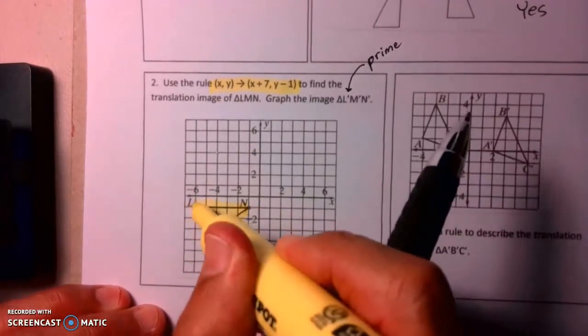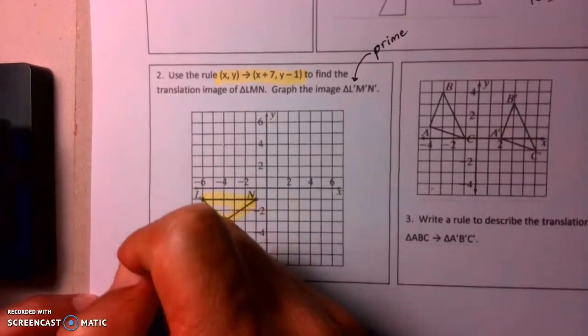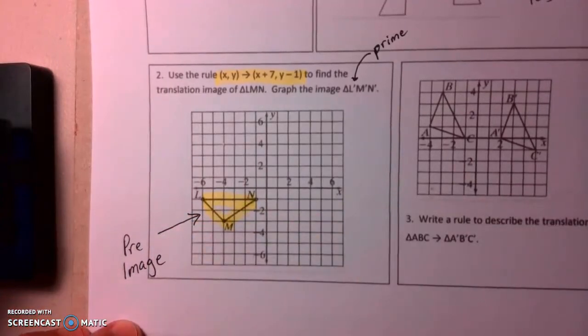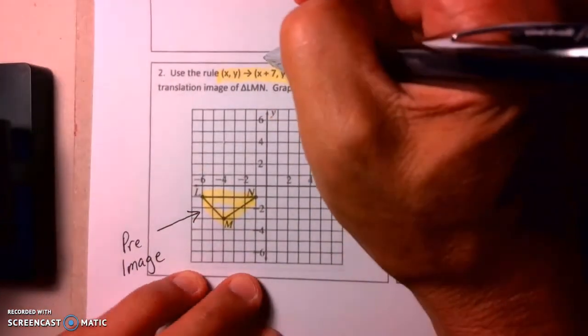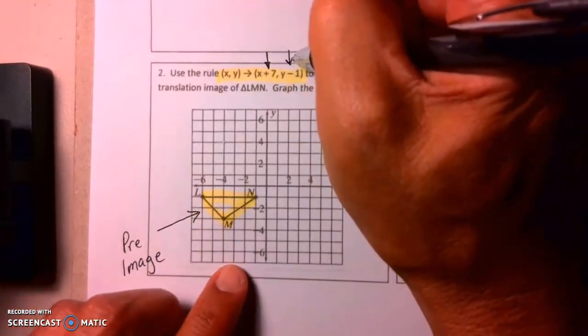You can see where L, M, and N are. This would be called, just for vocabulary's sake, a pre-image. This is what we're starting with, and we are going to move. Well, how are we going to move? The x value is going to be plus 7. The y value is going to be minus 1.